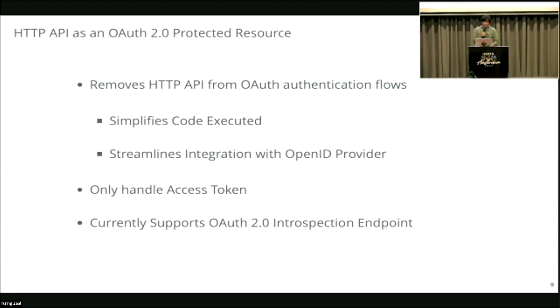For protected resource mode to work, we do need an access token, as stated. And there are multiple methods to actually validate and get information from an access token. The one that we currently chose to implement was the introspection endpoint. We are aware of offline validation. That is something that we are looking into, but we'll get to that towards the end.